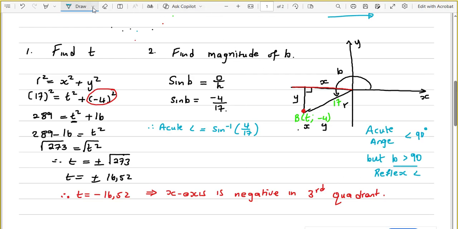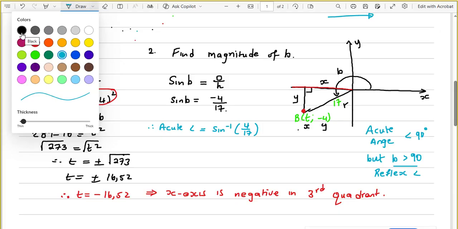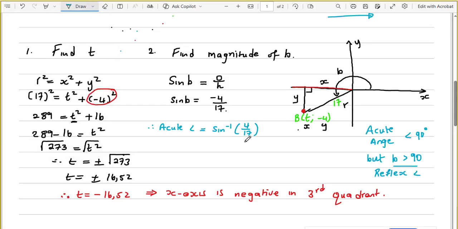So from this step, I need to find the acute angle, and to find that, we need the sine inverse of 4 over 17. What is the sine inverse of 4 over 17? It's 13.61 degrees. That's the acute angle. Okay, so since B is a reflex angle, the value of B will be 180 degrees minus that acute angle.